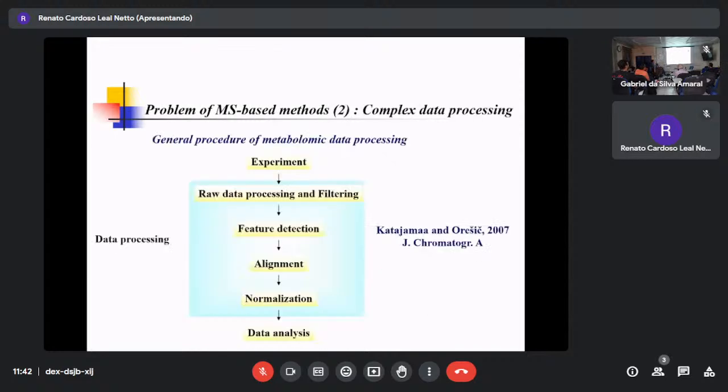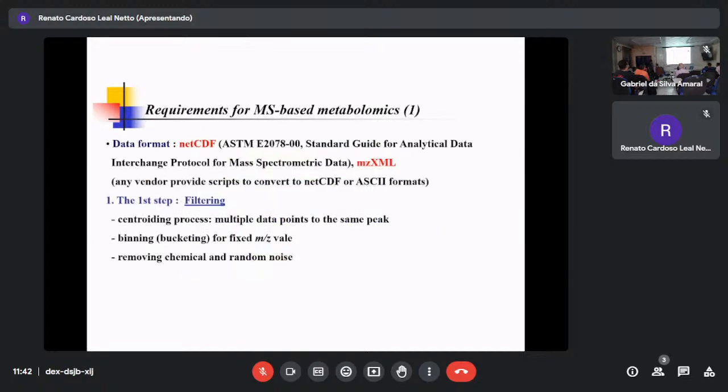And the mass data experiment, raw data processing, the general process, very old, the basic one: after experiment, raw data processing and filtering, feature detection, alignment, validation, data analysis. This is any kind of data processing of LCMS, GCMS, or metabolomics, whatever, they follow this one. Also, NMR is one of the advantages. NMR is usually 99% we are using one profile, you can use profile, no problem. Even FID from JEOL is no problem.